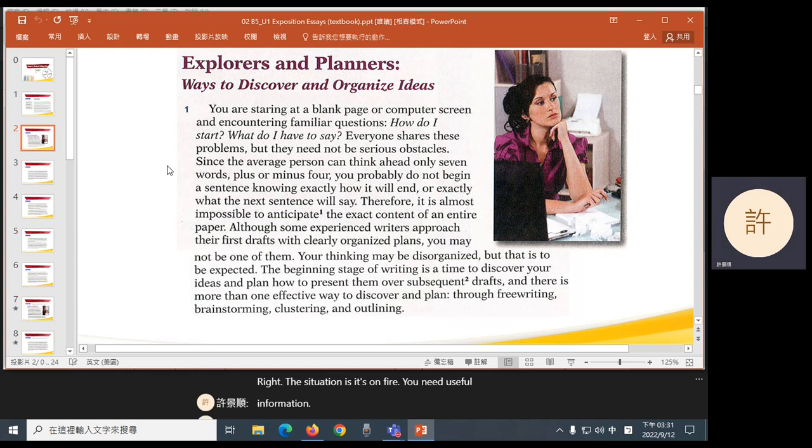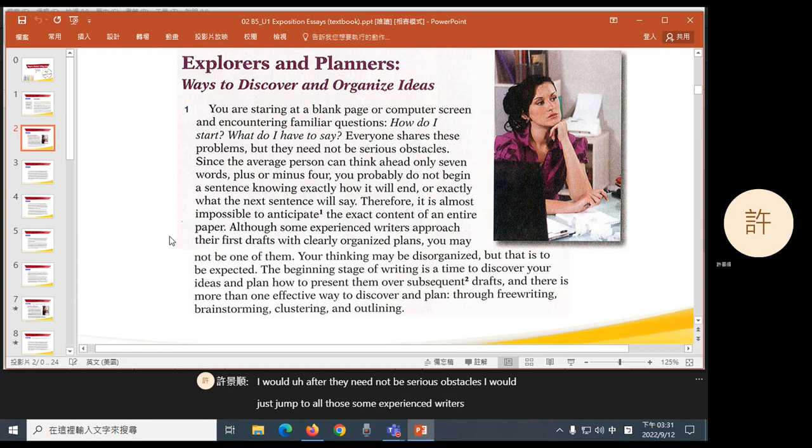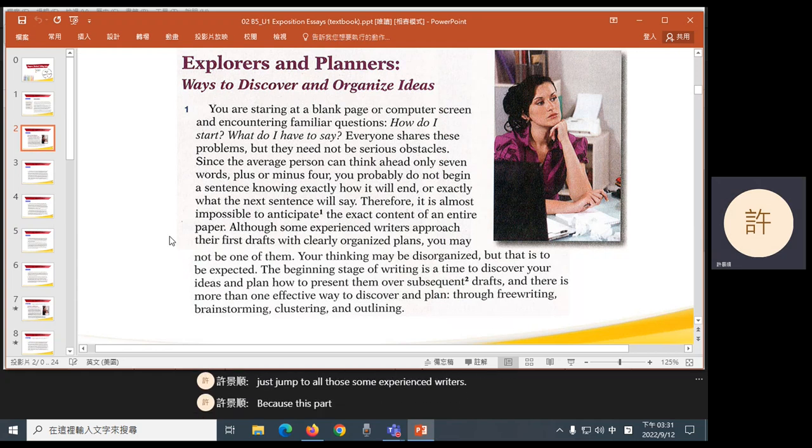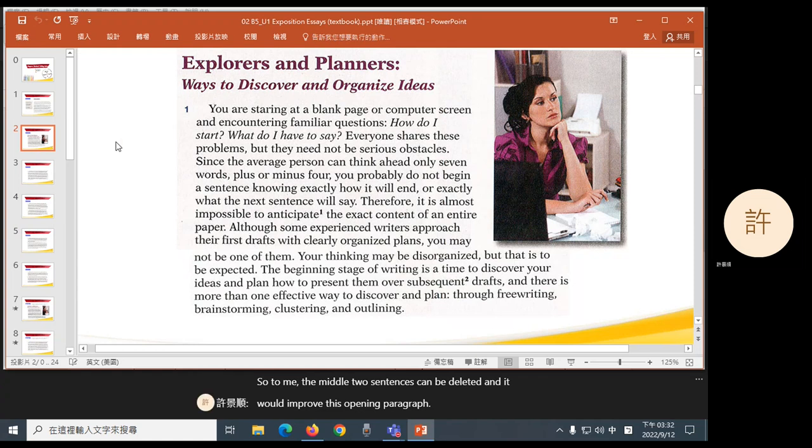So if I were to edit this essay, I would take out these two sentences. After "they need not be serious obstacles," I would just jump to "although some experienced writers." Because this part is also focused on the reader, right? You're facing a blank page. You don't know what to say. You've heard that some geniuses can do it, but don't worry, you're normal. That's what this is saying. So to me, the middle two sentences can be deleted, and it would improve this opening paragraph. Does that make sense?